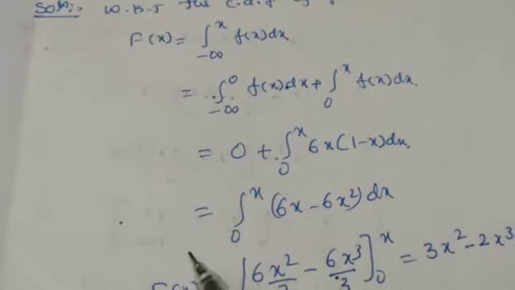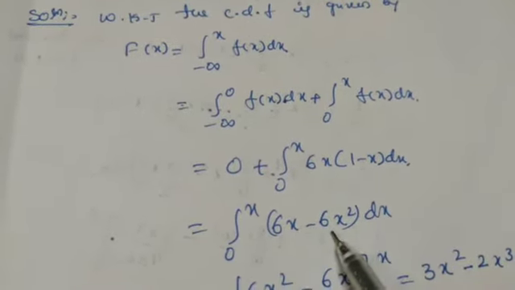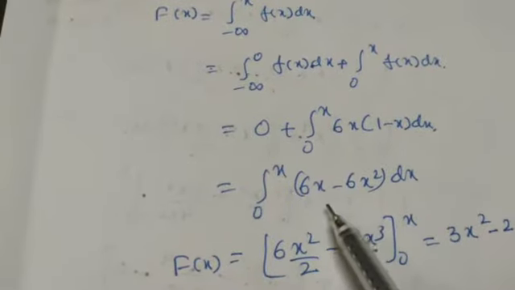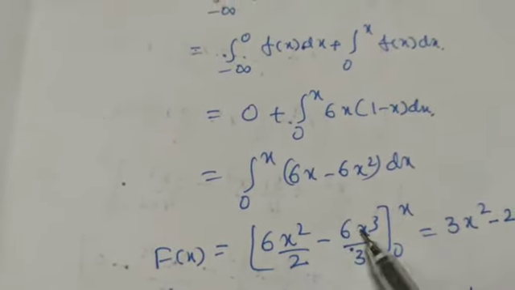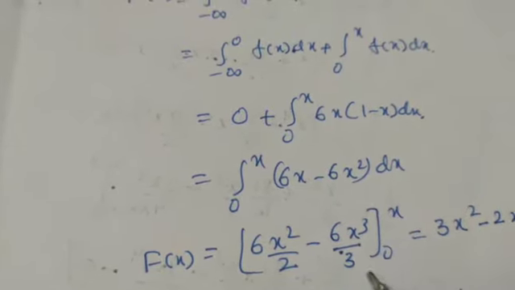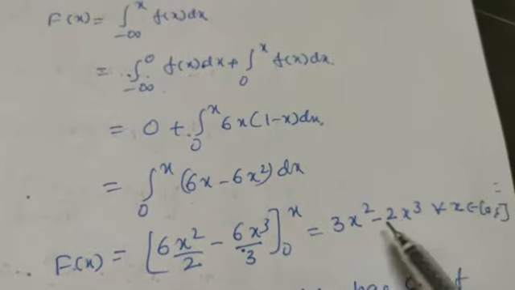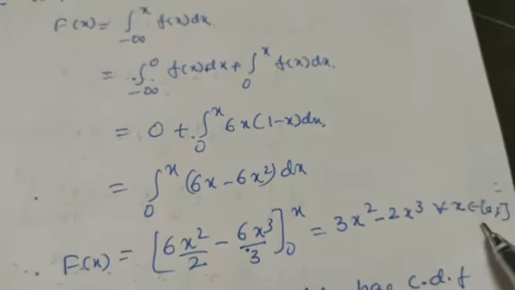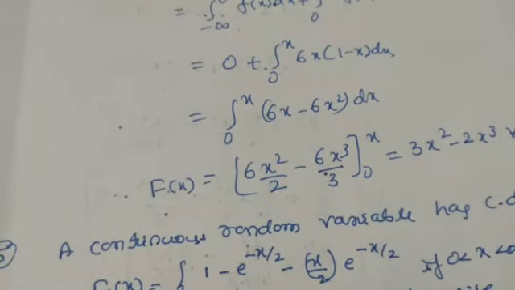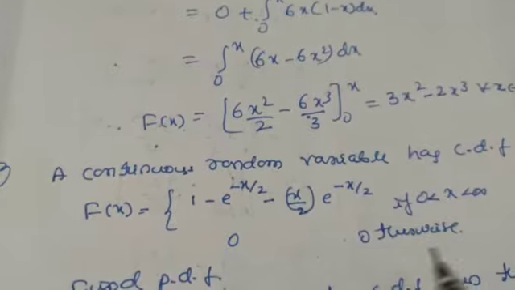So it is equal to the integration from 0 to x, open this bracket, of 6x minus 6x square dx. Integrating this: 6 into the integration of x is x square by 2, minus 6 into the integration of x square is x cube divided by 3, between the limits 0 and x. Simplify this and substitute the limits, you will get 3x square minus 2x cube for all x belonging to 0, 1. This is the solution of this problem.